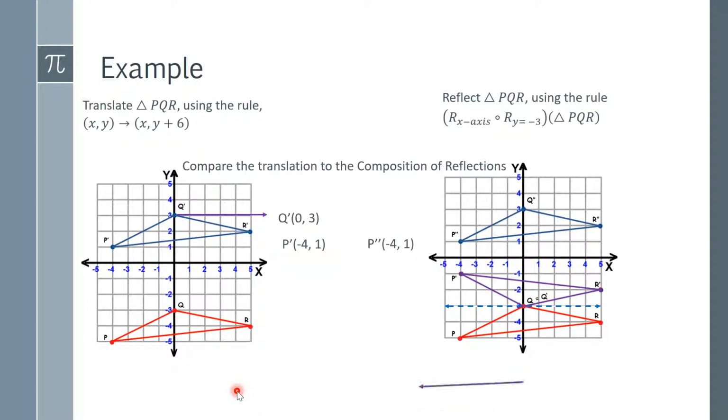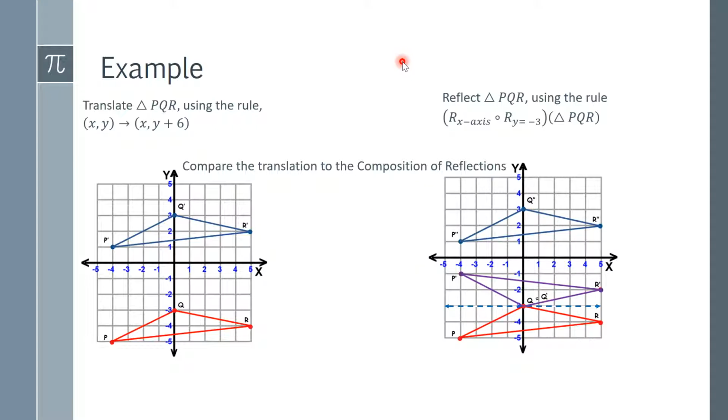What about Q? 0, 3, 0, 3. Look at that. And finally, let's look at R. R is at 5, 2. And then R double prime in the other picture is, yep, at 5, 2. So these are the same images. So this translation of y plus 6 is the same as this composition of reflections across the x-axis after reflecting over the line y equals -3. So that is the same object.